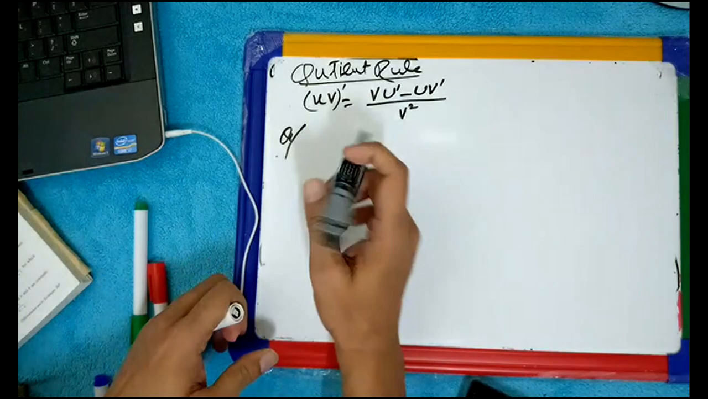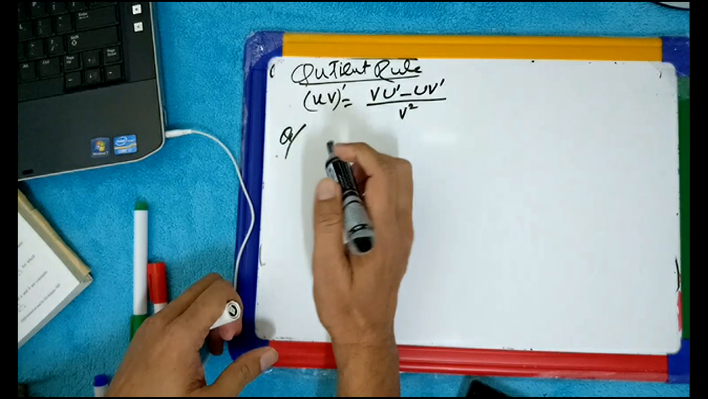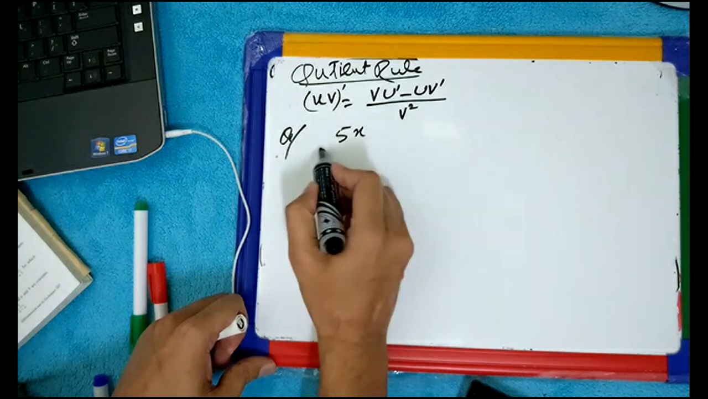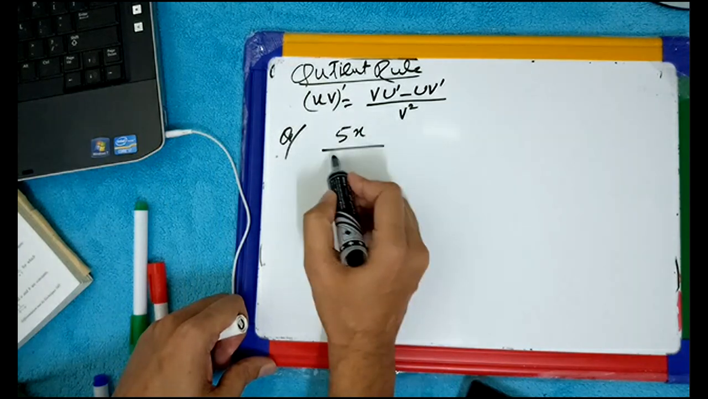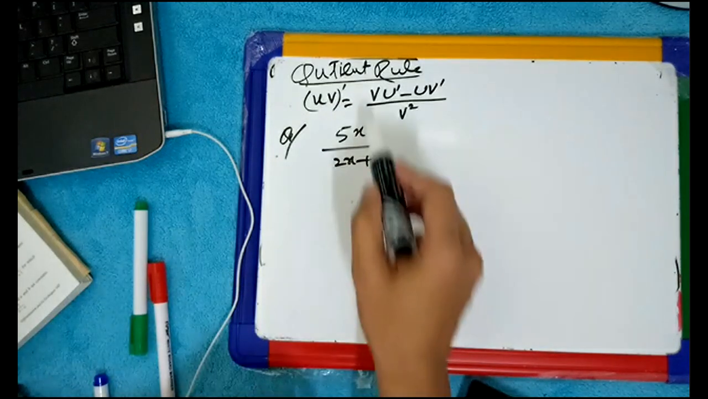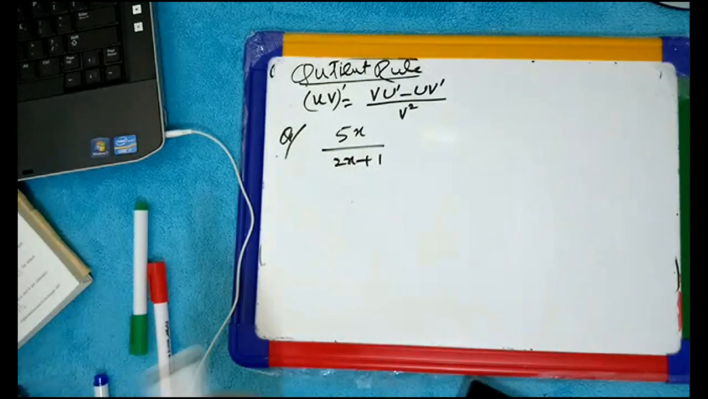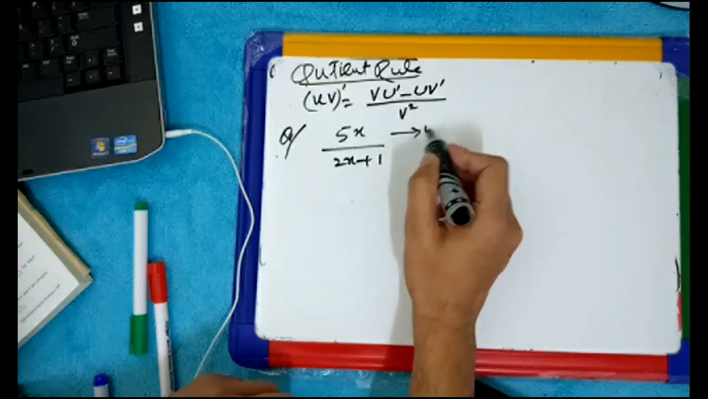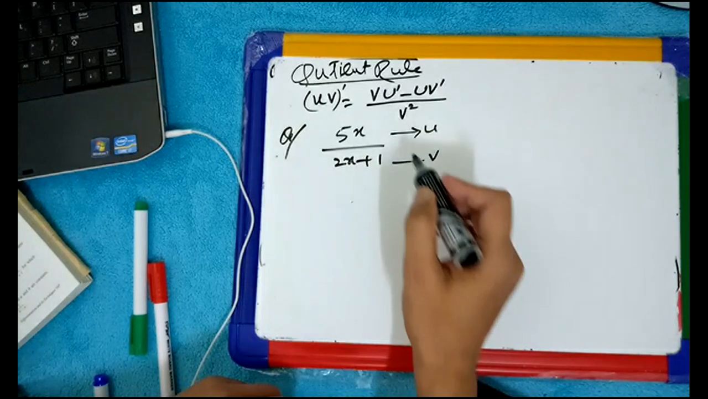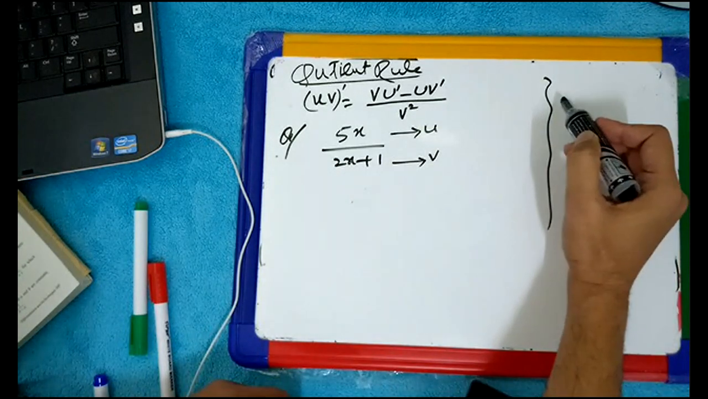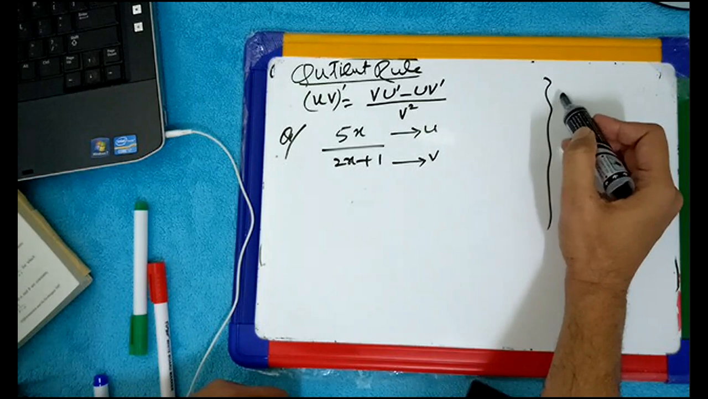Now it's clear. Now I'm writing a question that consists of the quotient rule. I will write the question, and you will recognize that the quotient rule will apply. See, this is in the form of a fraction. This is called a quotient, division, not product. The upper part is u and the denominator is v. The same thing we will do: u equals 5x, and u dash equals?